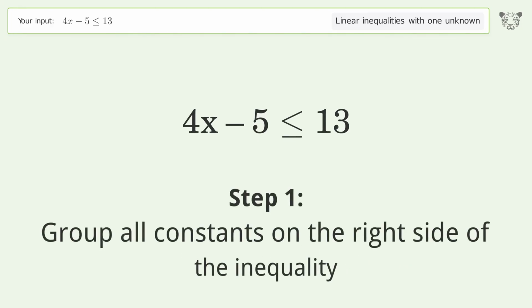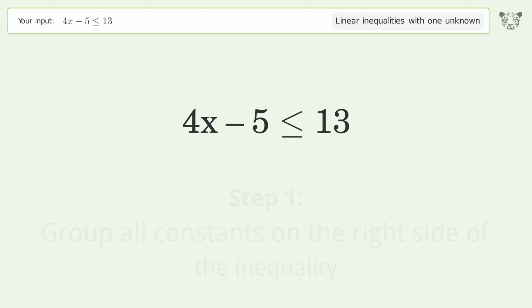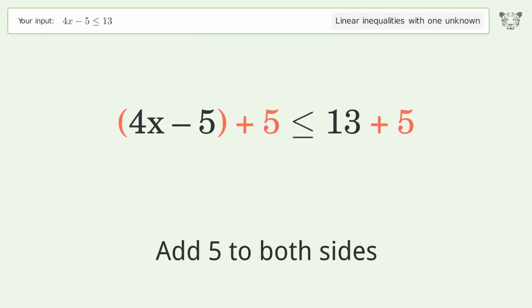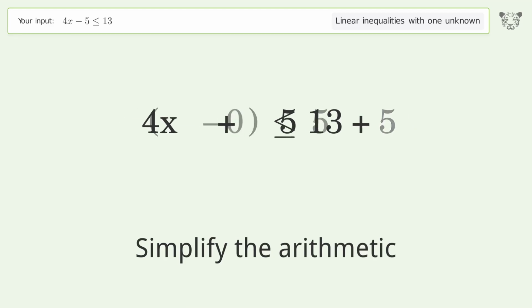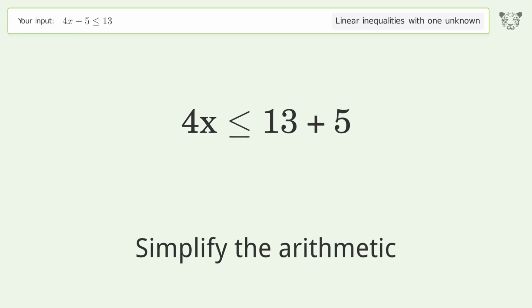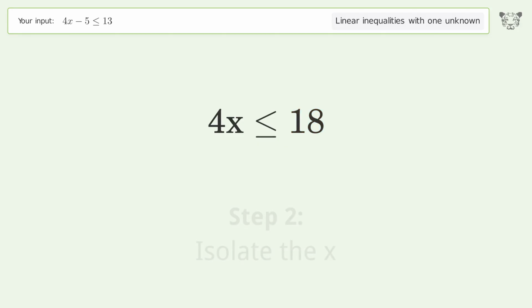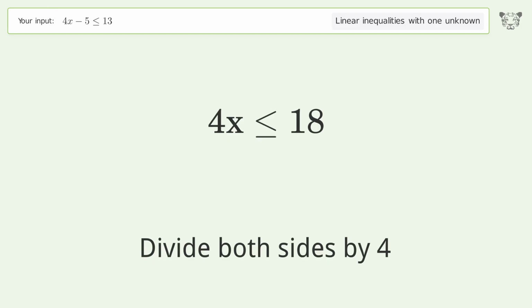Group all constants on the right side of the inequality. Add 5 to both sides. Simplify the arithmetic. Isolate the x. Divide both sides by 4.